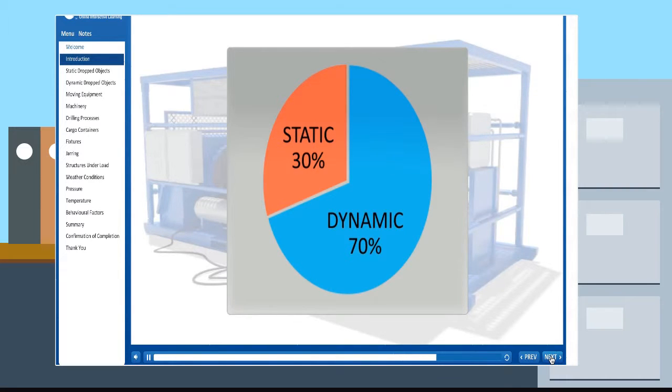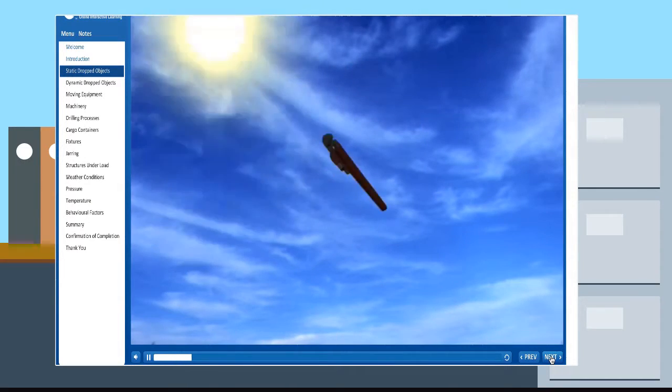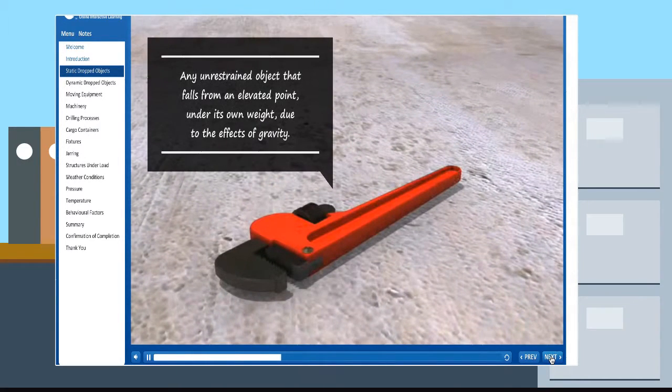In order to prevent these incidents, we need to understand what is meant by both static and dynamic dropped objects. A static dropped object is any unrestrained object that falls from an elevated point under its own weight due to the effects of gravity.